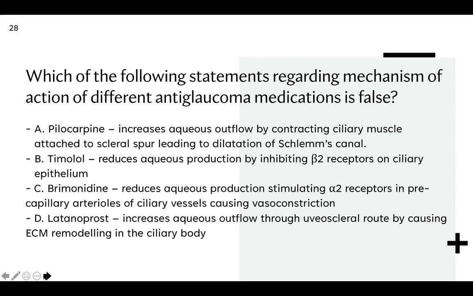So we have 30 seconds. You can mark your answers. You have to mark which of these anti-glaucoma medication mechanism of actions is not correct from the four options.